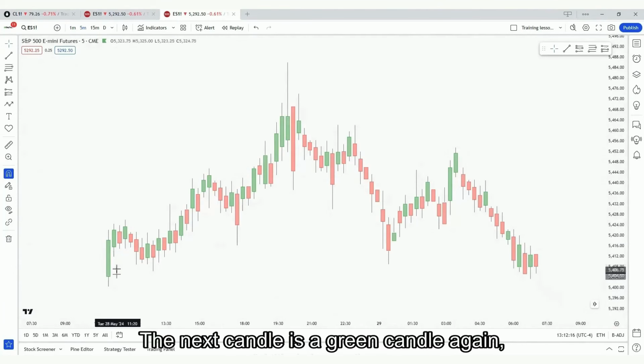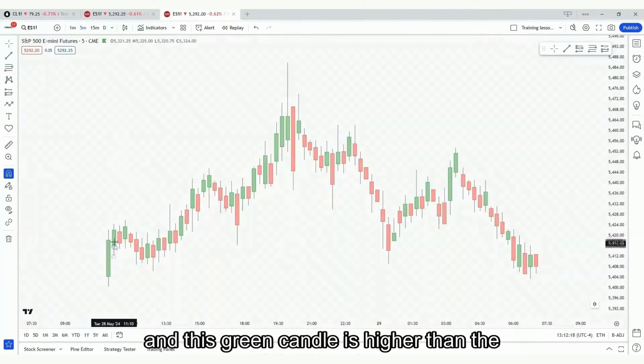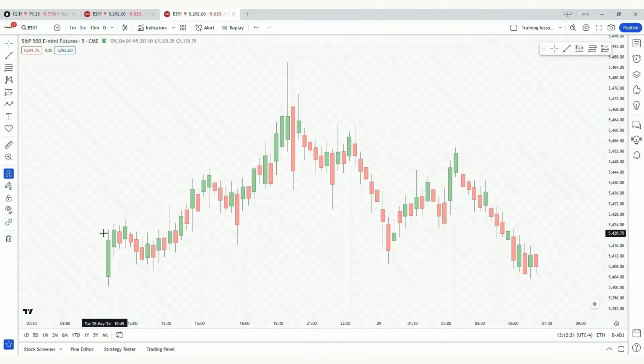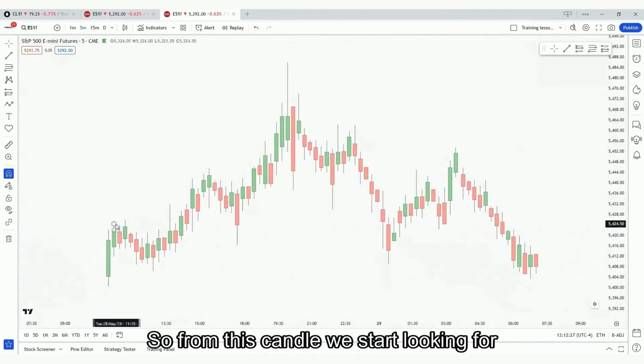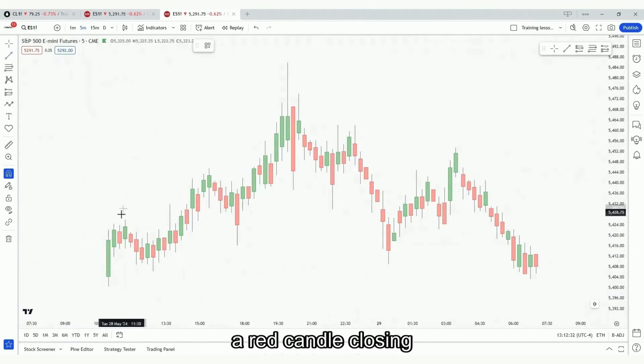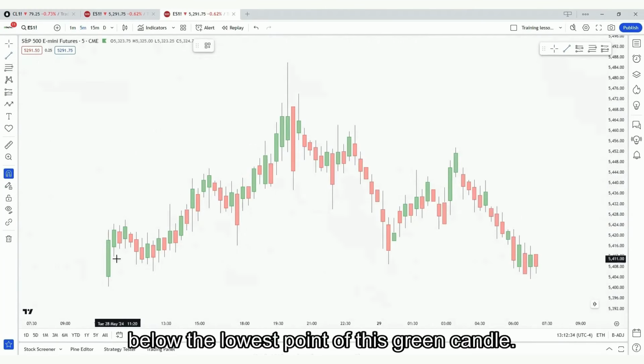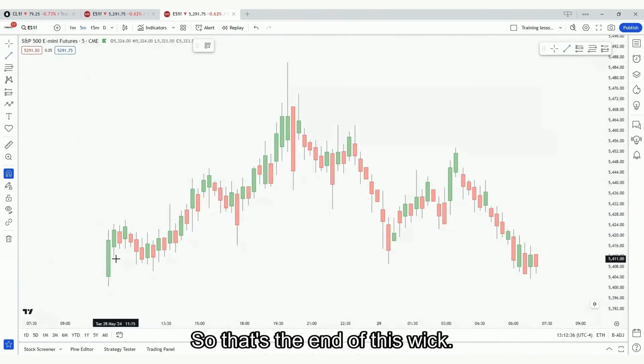The next candle is a green candle again. And this green candle is higher than the previous one, than this one. So from this candle, we start looking for a red candle closing below the lowest point of this green candle. So that's the end of this wick.